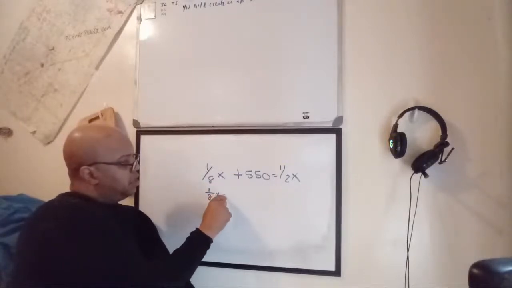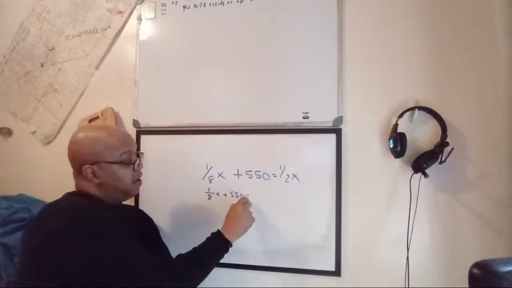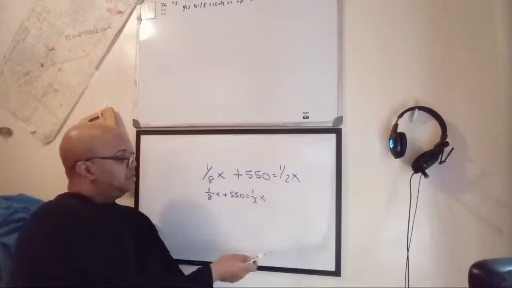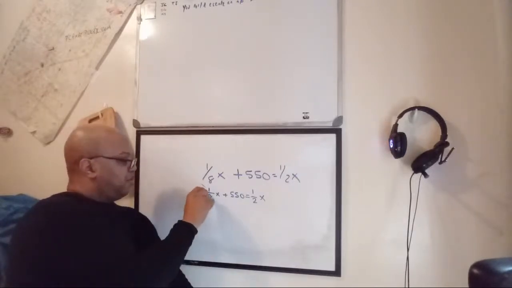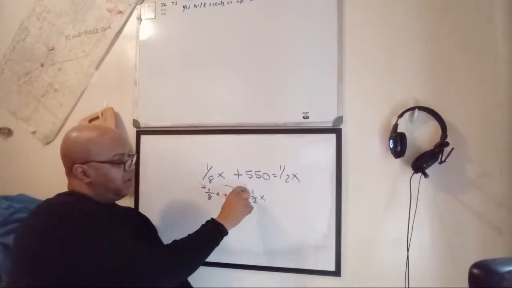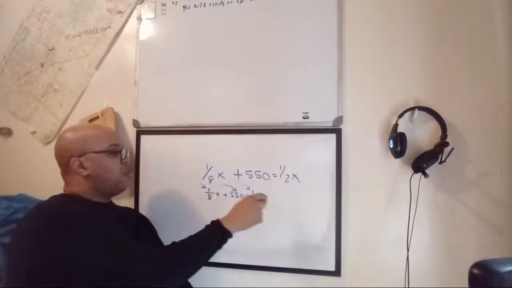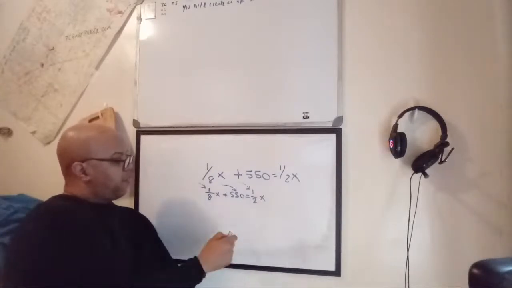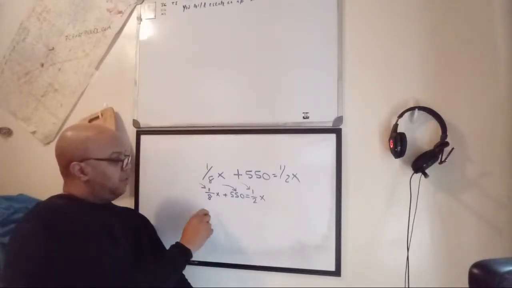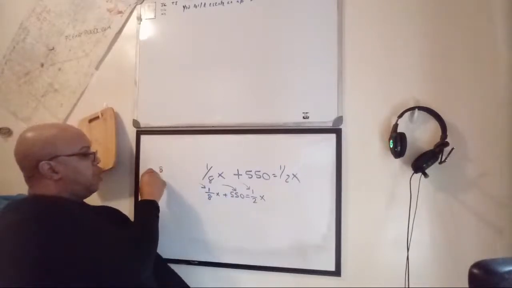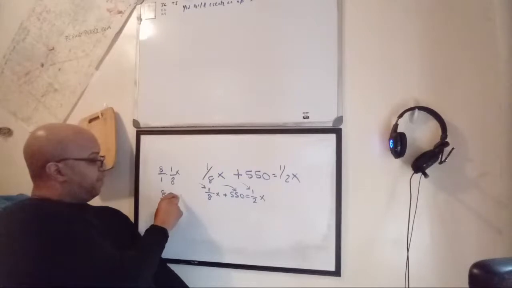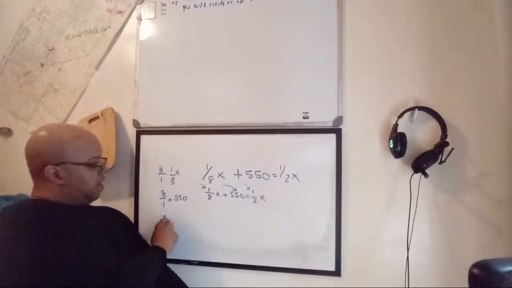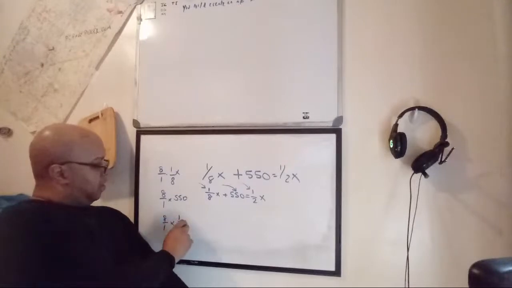1/8. I'm going to show you guys a technique for eliminating fractions. I'm looking at 8 and 2, the lowest common multiple, or denominator, I guess. Each term is going to be multiplied by 8 in order to eliminate the fractions. So this will be 8 over 1 times 1 over 8x, then 8 over 1 times 550, and then 8 over 1 times 1/2 x.